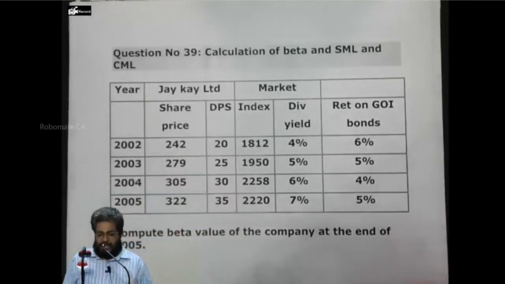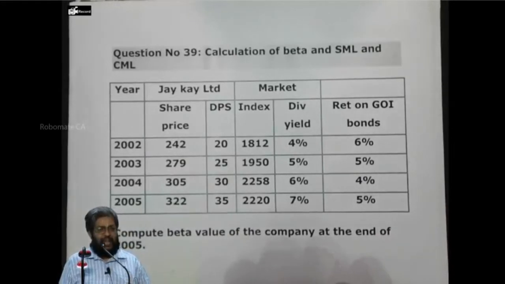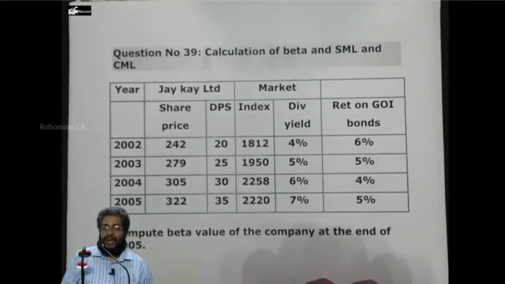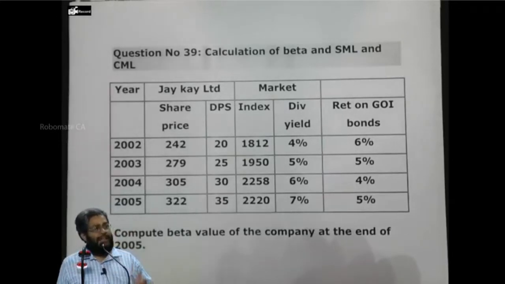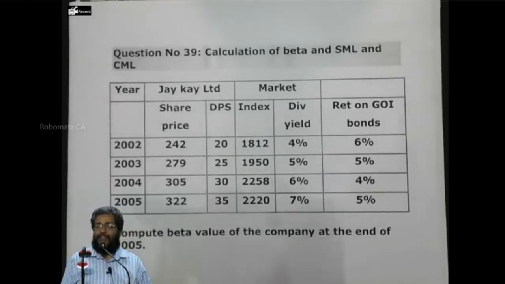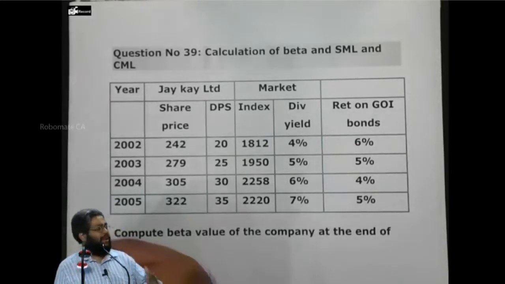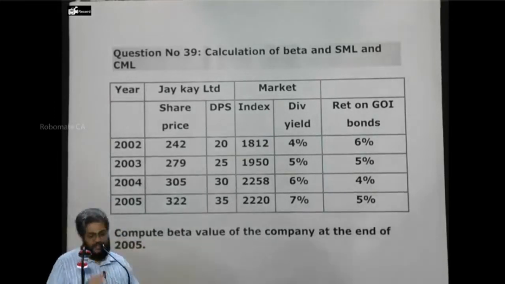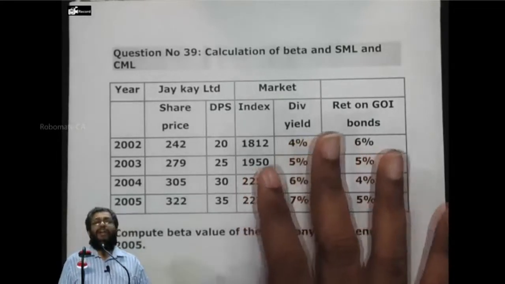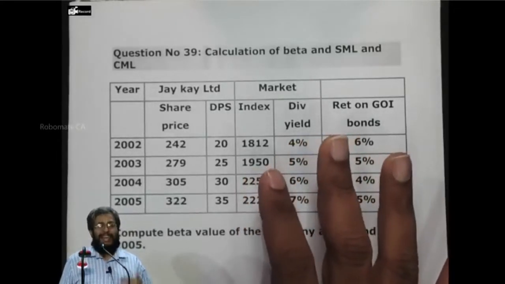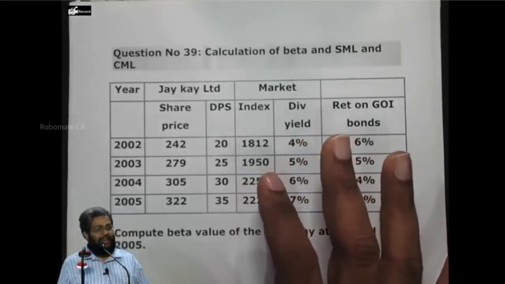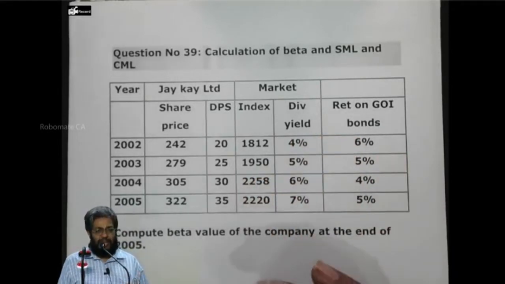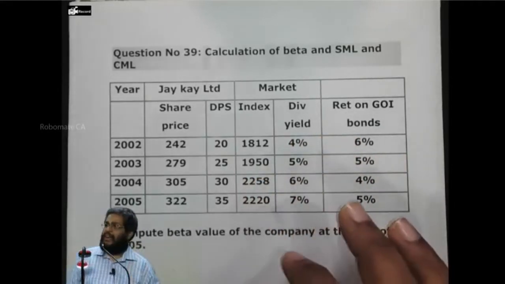Now, what is the return of a JK Limited share? Tell me, what is the return per annum for a given share? Year-end price minus year beginning price plus dividend, divided by year beginning price. Like that, I can find out JK Limited return for the number of years given in the question. Right or not? Similarly for the market, the return is year-end price minus year beginning price divided by year beginning price, plus the dividend yield. Right or not?